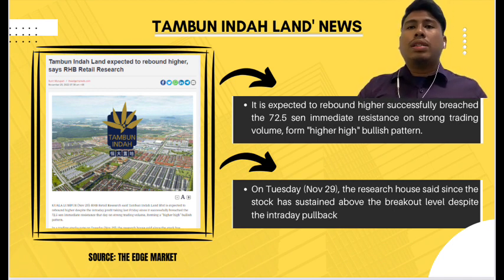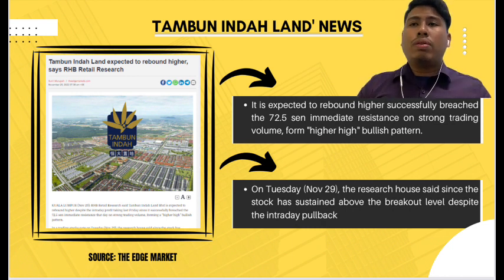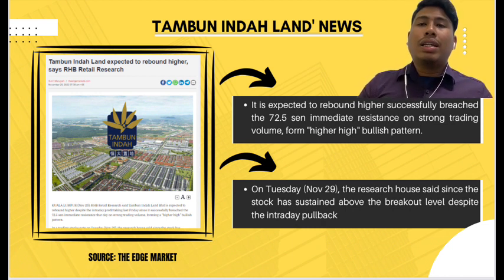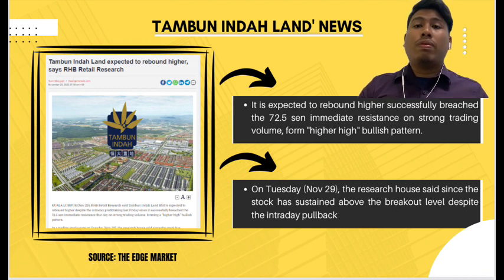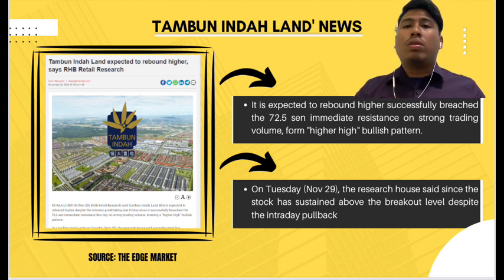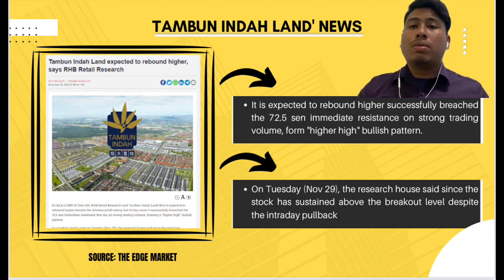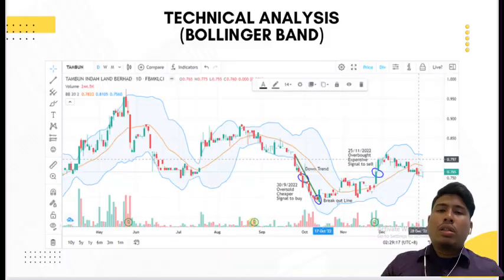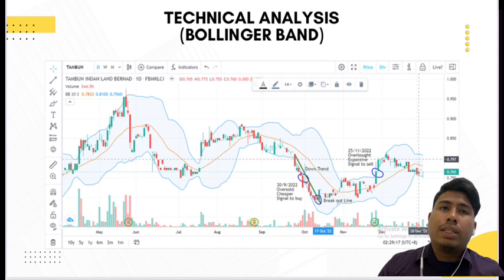Research says that it is expected to rebound higher, having successfully breached the 72.5 cent immediate resistance on strong trading volume, forming a high bullish pattern. And on Tuesday, November 29, the research house said the stock has sustained above the breakout level despite the intraday pullback. As for indicator analysis for Tambun Indah Land Berhad, it is the same as the housing industry, which is Bollinger Band.